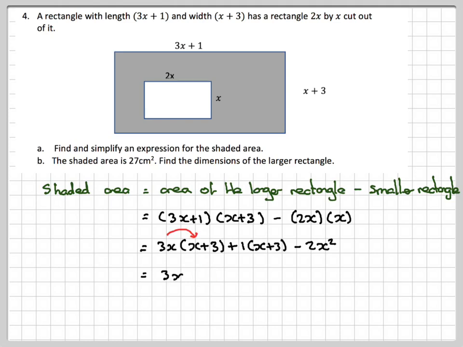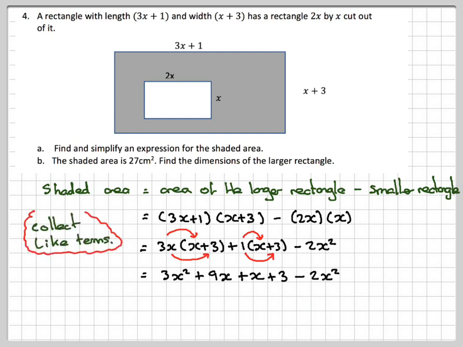Expanding this, we now get 3x times x, which is 3x squared, 3x times 3, which is 9x, 1 times x, which gives me x, and then 1 times 3, which gives me 3, minus 2x squared. Collecting like terms now, 3x squared minus 2x squared gives me 1x squared. 9x plus x gives me 10x, and now we've got plus 3. So this is my simplified expression for the area of the shaded part of this rectangle.